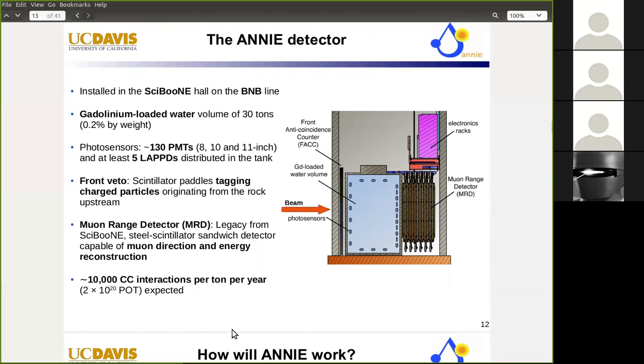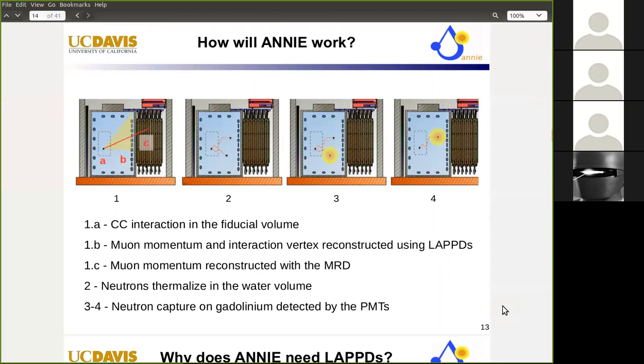And I will finish by giving you an expected event rate. We expect to see about 10,000 charged current interactions per ton in nominal beam running of 2 times 10^20 protons on target. So how will ANNIE actually work and detect neutrinos?